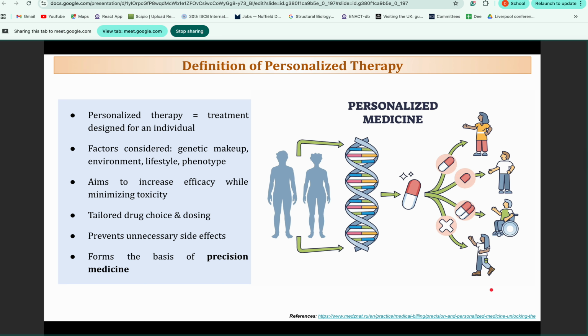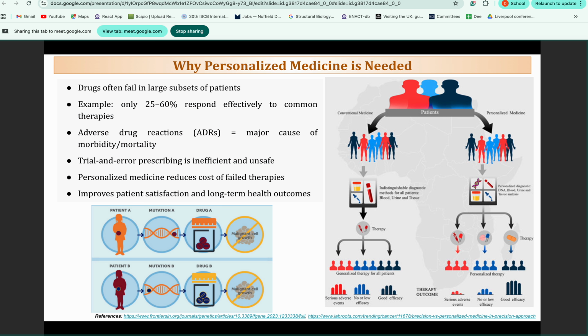So this shows how these studies can help you determine what amount of dose could be sufficient for that particular individual. Now the question arises: why is personalized medicine needed? Drugs often fail in a large subset of patients, and that is one of the main reasons that we do not have a perfect cure for cancers till now, because different individuals behave differently. On one particular subset of patients that drug might work well, but when you give it to another subset of patients, it might not work at all, or it might have some adverse effects.